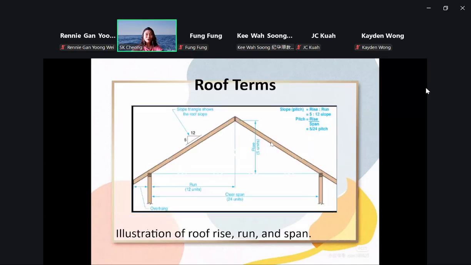So common rafters. Roof terms are what we just mentioned: rise, run, and the span. Maybe you cannot see, later you zoom in a bit. Here is the span, right? Here is the rise.